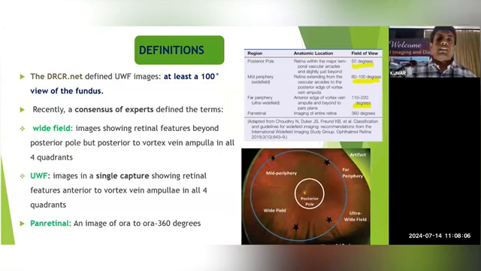Coming to the definitions, DSCR.net defines ultra wide field images as at least 100 degrees of view of the fundus. However, recently a consensus of experts defined the terms. Wide field means from the posterior pole up to the posterior margin of the vortex vein ampulla. Whereas ultra wide field means that in a single capture you go beyond, up to anterior to the vortex vein ampulla, up to the ora serrata if possible.